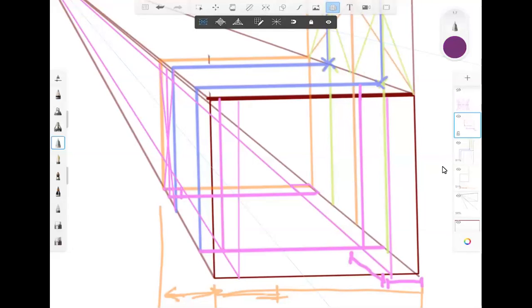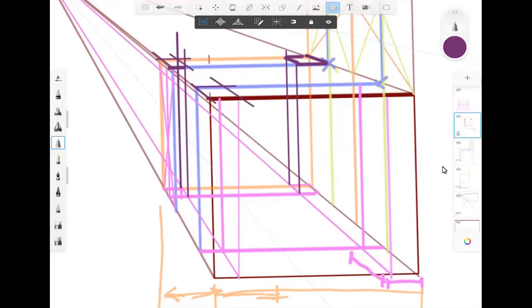So then we would just draw up, draw up, draw up. And that would correlate up here. Here. Here.